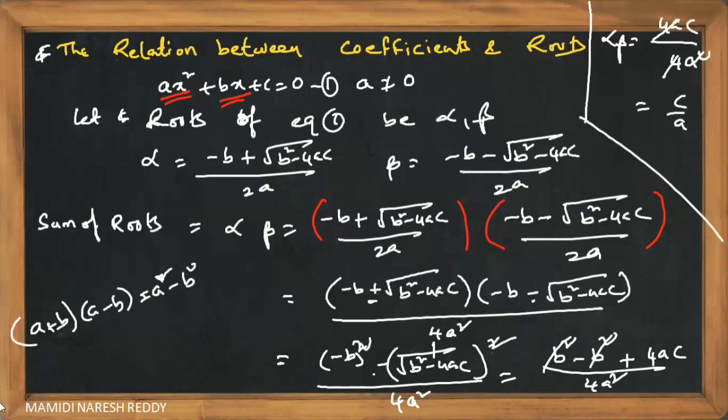So this formula, children, please write beside this step, here beside this step. Since a plus b into a minus b is equal to a square minus b square.